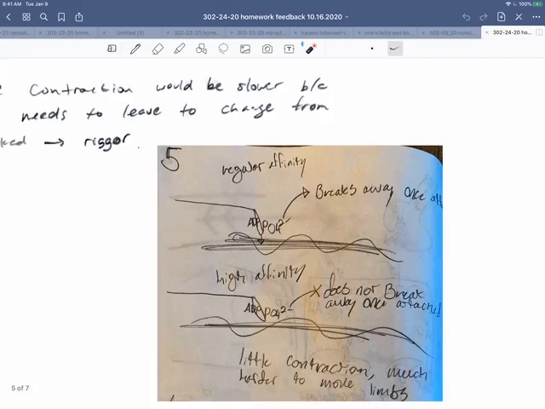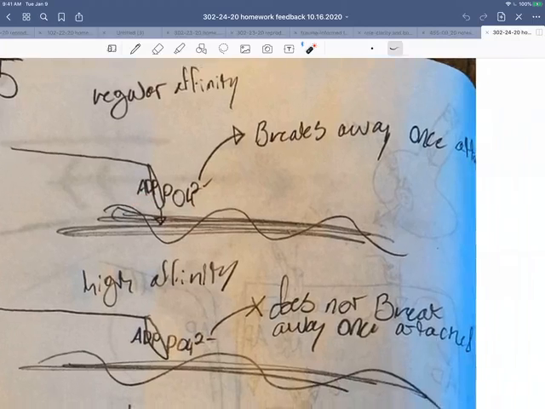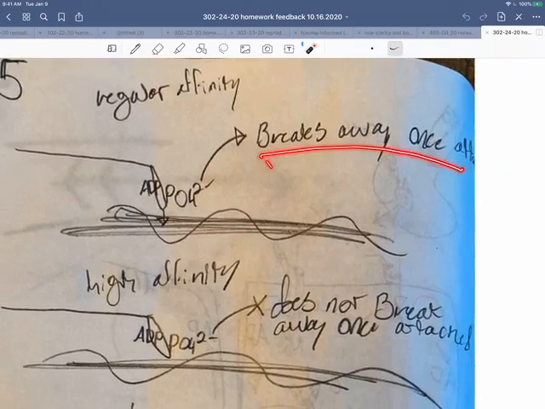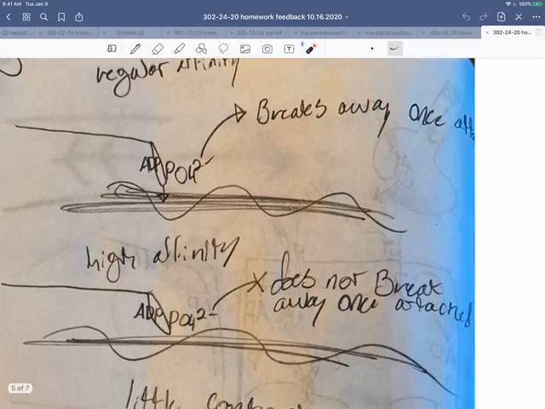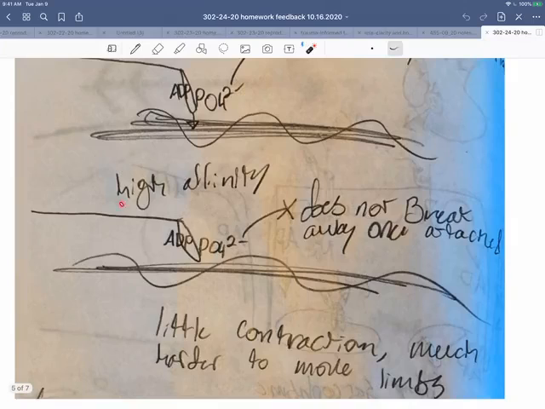Here's a different prediction. Here we have the myosin head, with an ADP here and a phosphate here. It pops free, but that's the normal one. It normally pops free, causing the myosin head to change position from the cocked to the rigor position, but with higher affinity, that phosphate does not escape. And so if it's not escaping, we'd get low contraction, much harder to move limbs.